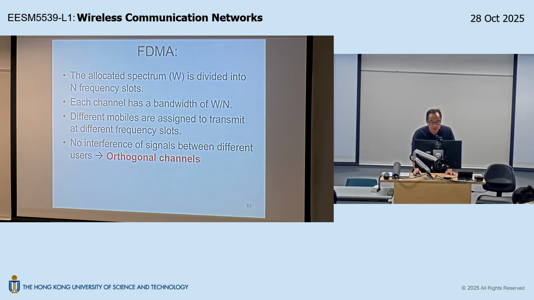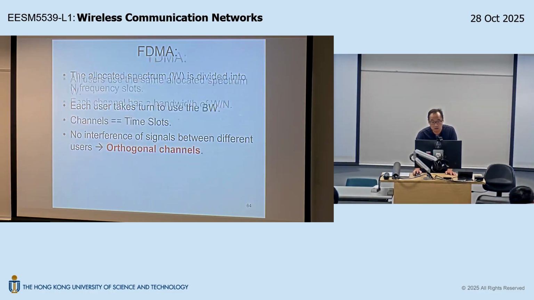Now, as I said, with frequency division multiplexing, the allocated spectrum to an operator is divided into n frequency slots, and each channel or each user will have a bandwidth of W over n. Different mobiles are assigned to transmit at different frequency slots, so there won't be any interference between simultaneous transmissions. This is called orthogonal channels. The implication of orthogonal versus non-orthogonal channels we'll discuss later on. There are some system level implications based on this orthogonal partitioning versus non-orthogonal partitioning. TDMA, again, you end up having orthogonal channels, okay?